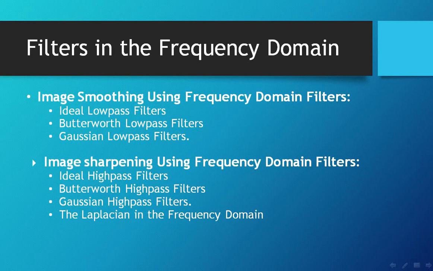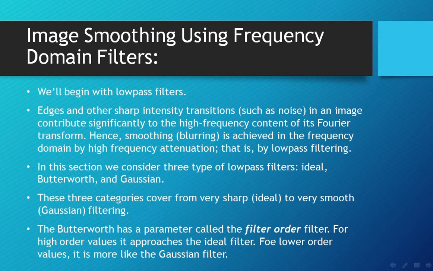In image smoothing, there are three filters: ideal low pass filters, Butterworth low pass filters, and Gaussian low pass filters. In image sharpening, there are four filters: ideal high pass filters, Butterworth high pass filters, Gaussian high pass filters, and the Laplacian in the frequency domain. Image smoothing using frequency domain filters.